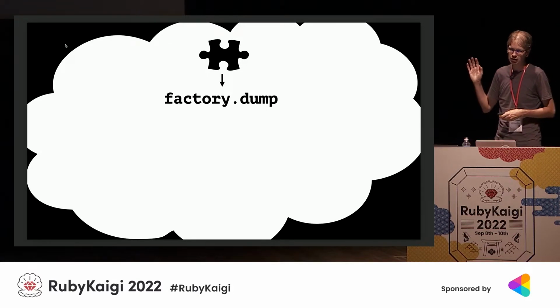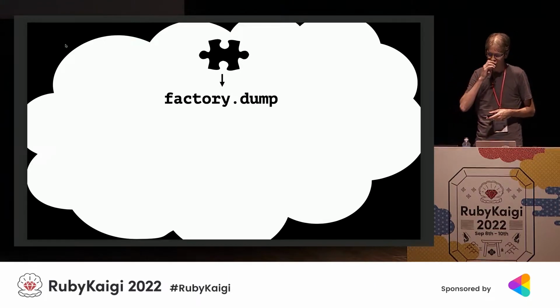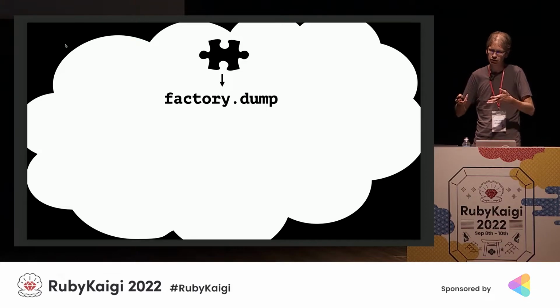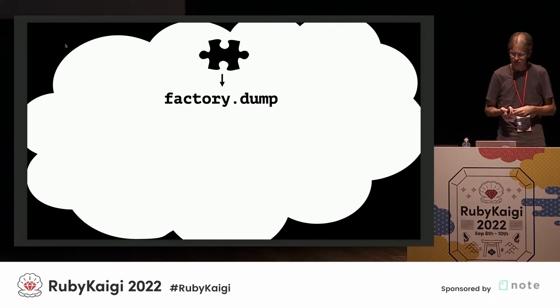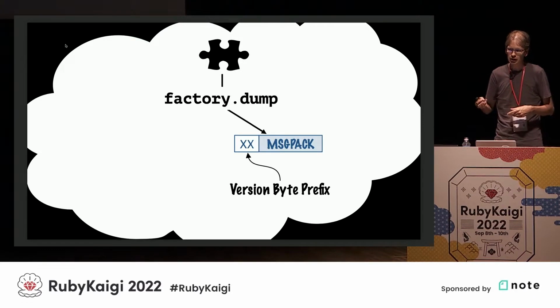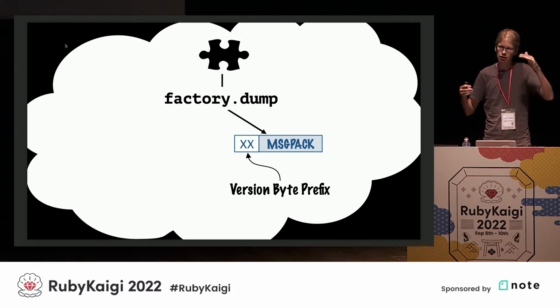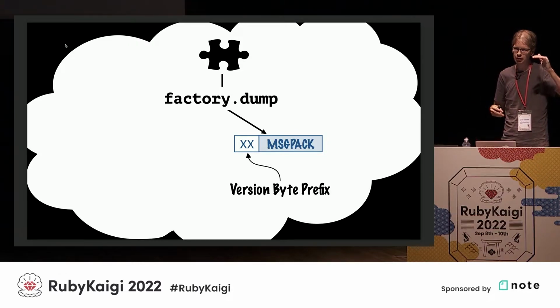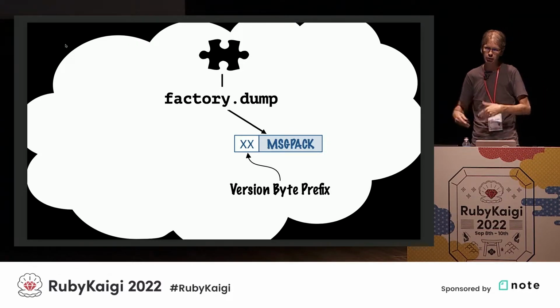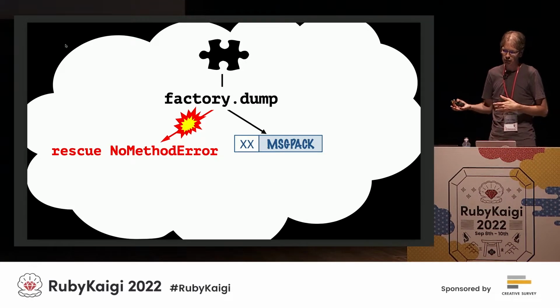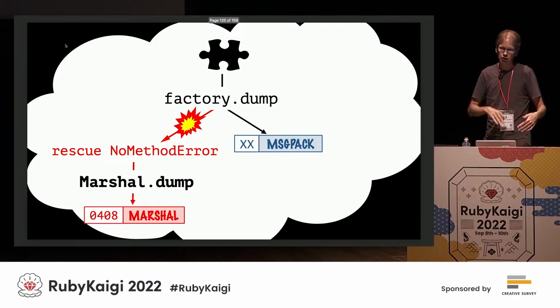The puzzle piece here is some object coming into the cache. The cache we call factory dump. This is the factory that has all our extension types on it. If it works, then that's great. We put it into the cache. We prefix it with what we call a version byte prefix, which basically tracks the extension types that we defined at the time when we encoded it, so that when we bring it back, we know what they were. And if it fails, we rescue the NoMethodError, and then we just fall back to Marshal.